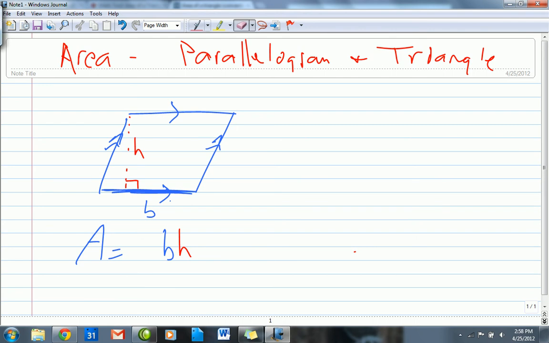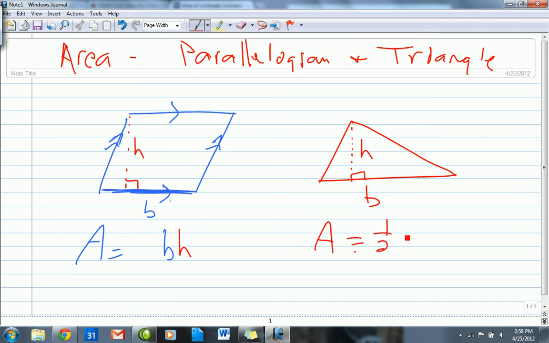The area of a triangle is base times height times 1/2. So again, you can pick any of the three sides and pretend that's our base. And our height is going to be the altitude, perpendicular to that particular base. And the area is going to be 1/2 base times height for this triangle.